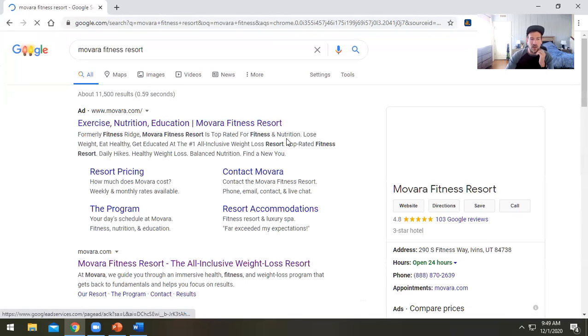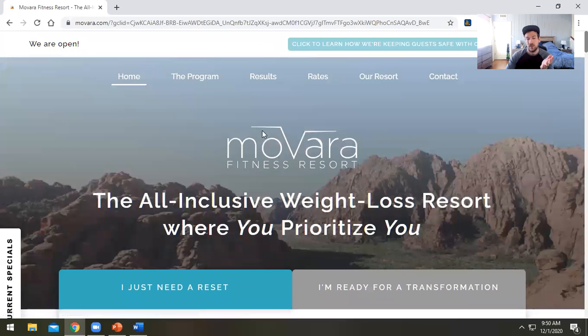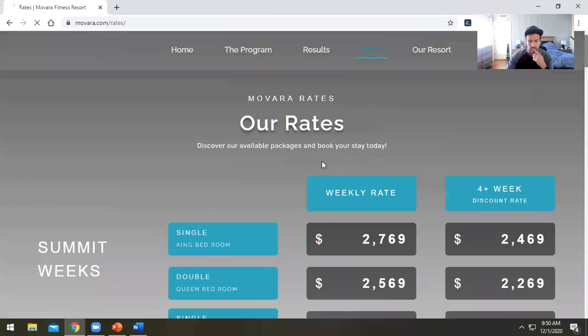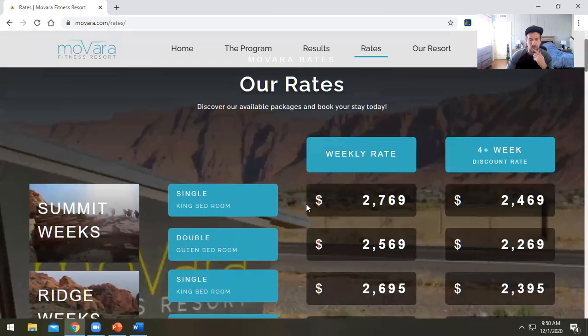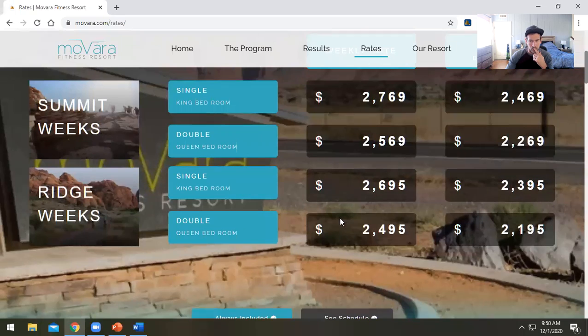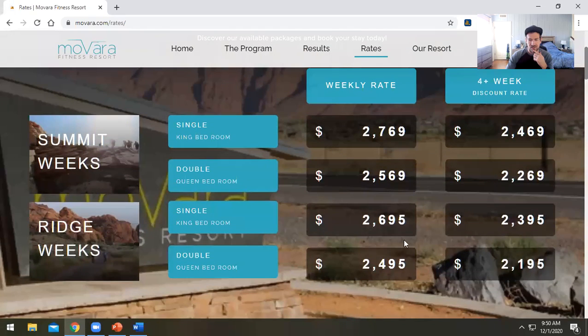Movara is basically the same exact model. This is literally even the same website as WellFit. The owner of WellFit left and works here at Movara. And let's go to rates here. For a single bedroom, it is $2,600 per week. That is really expensive.